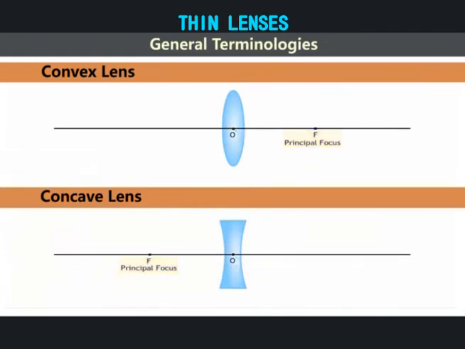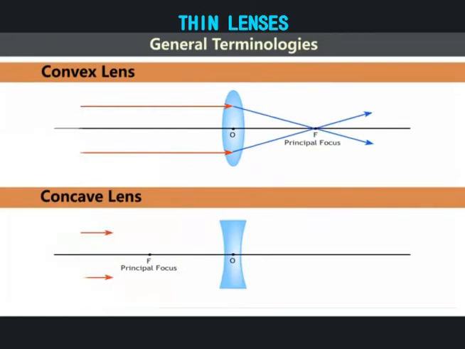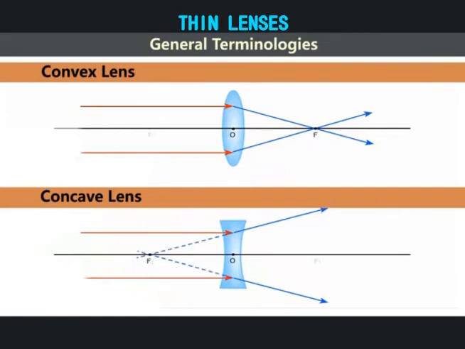The principal focus F is a point on the principal axis where a beam parallel to the principal axis, after refraction, converges in a convex lens or appears to diverge from in a concave lens. The principal focus occurs on both sides of the lens. It is also known as the focal point of the lens.